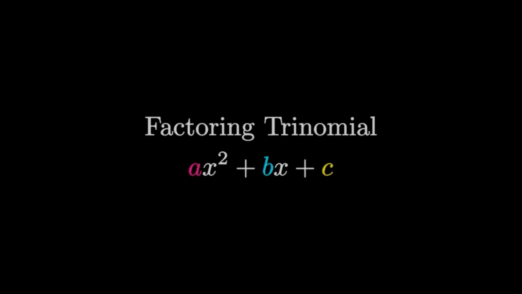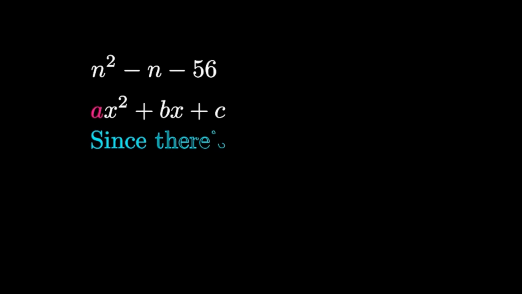Okay, so we're factoring trinomials today. Let's get started. For this one, we have n squared minus n minus 56. Now, I want you to visualize this formula. You don't have to memorize it, but I want you to match it up with the n squared. Look at the a, the thing in front of the n squared. Since there's no number in front of the n squared, that a is 1.